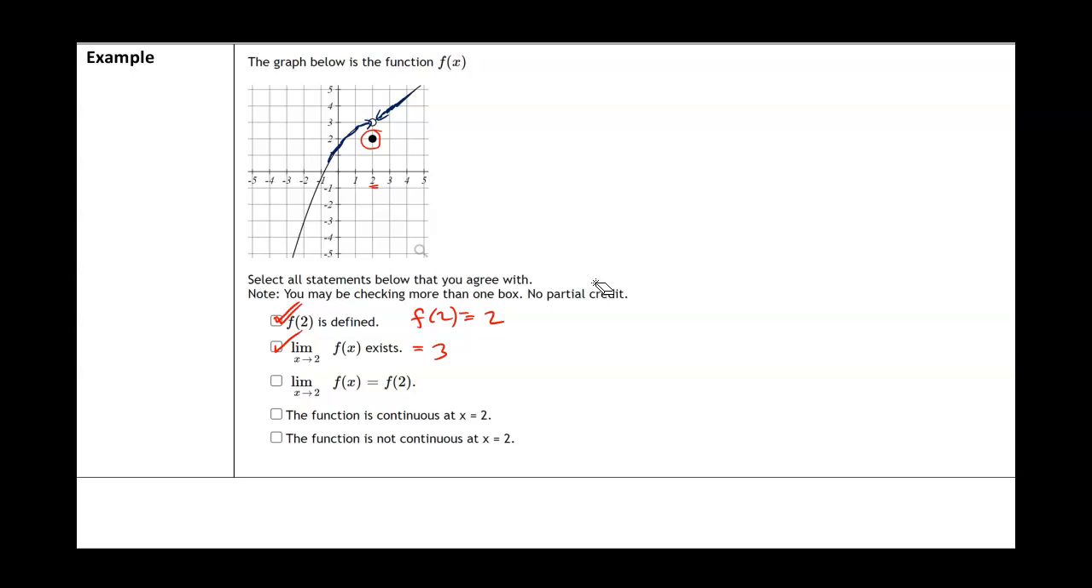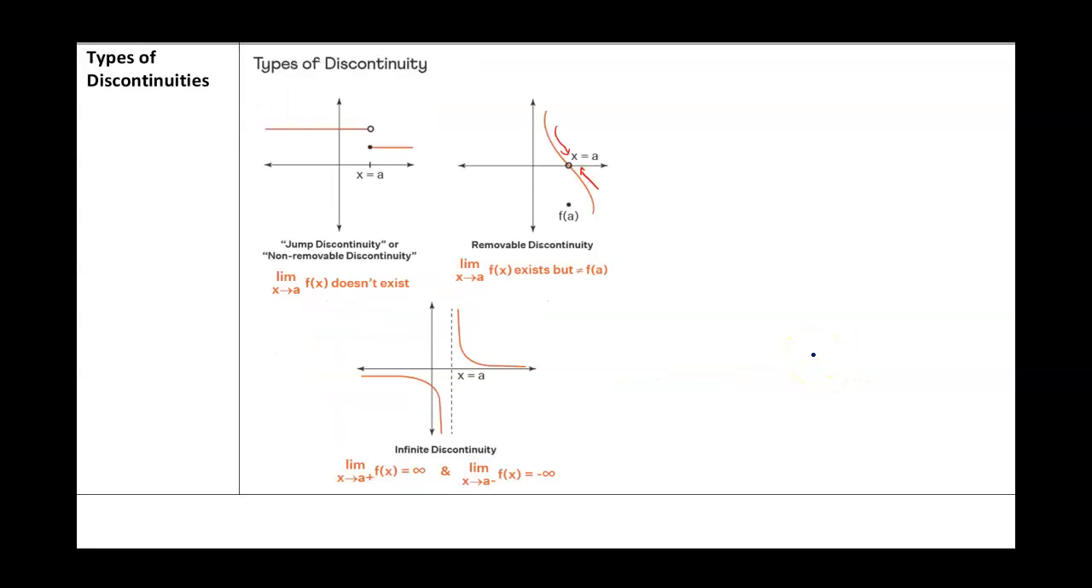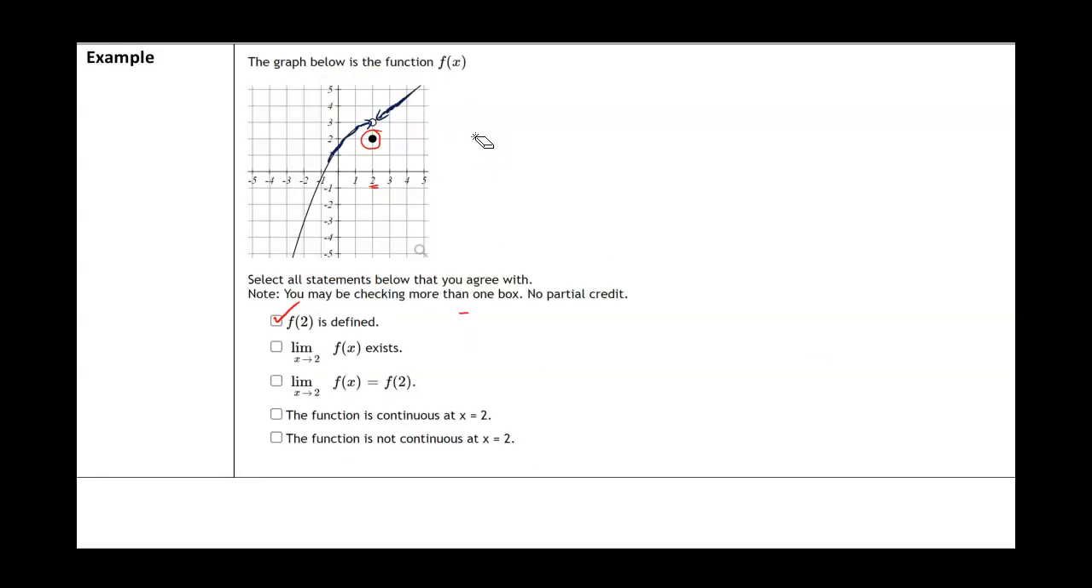Now, is the limit of f of x as x approaches 2 the same thing as f of 2? No, since the limit of f of x as x approaches 2 is 3, and f of 2 is defined as 2, these two are not equal. Therefore, we have something called a jump discontinuity, which is going to be this case. And because we have a jump discontinuity, we're going to say that the function is not continuous at x equals 2.